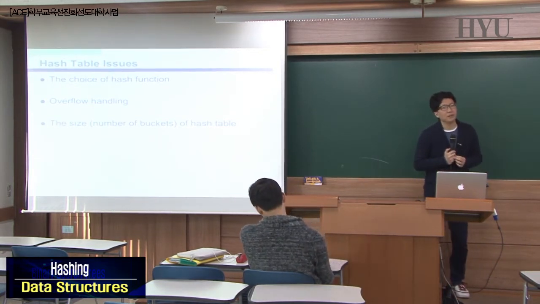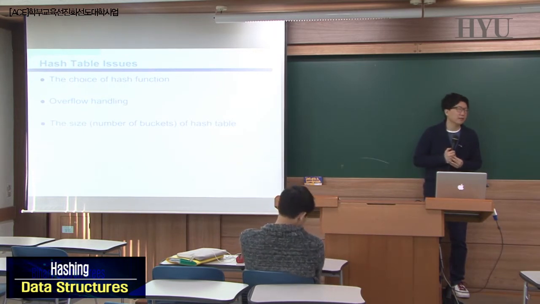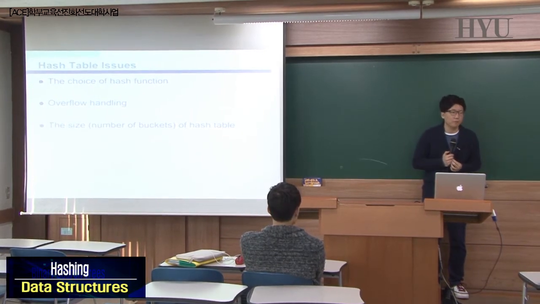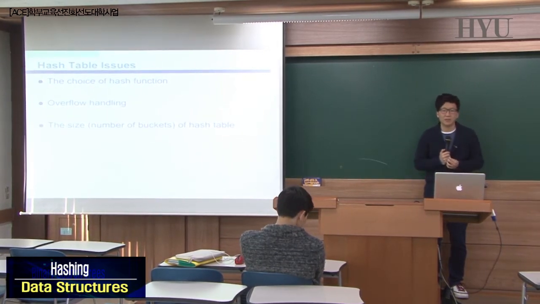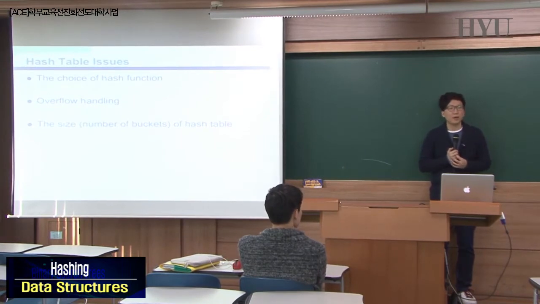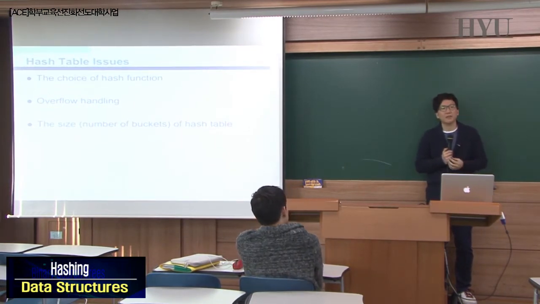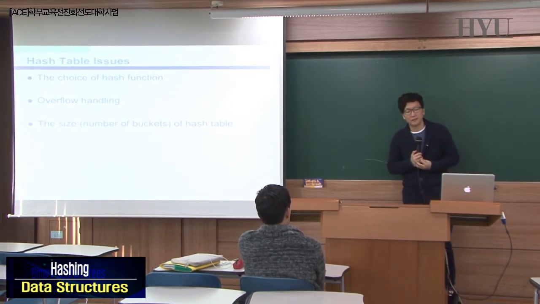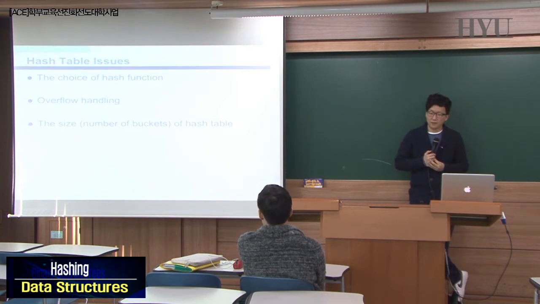Overflow handling. No hash function is perfect, so you have to prepare for when a collision happens. If buffer overflow happens, what can you do? So you have to build a safety mechanism, even if your hash function seems to be perfect, just in case. Then the size and number of buckets of the hash table: how big do you want it?